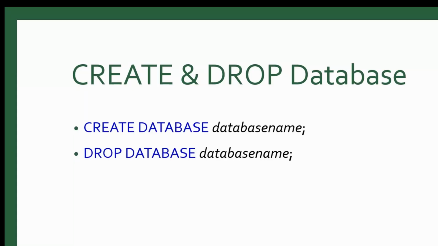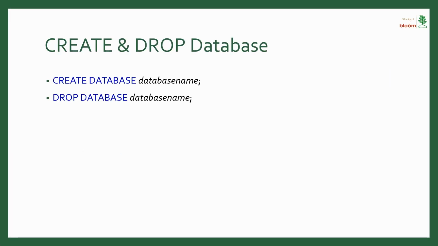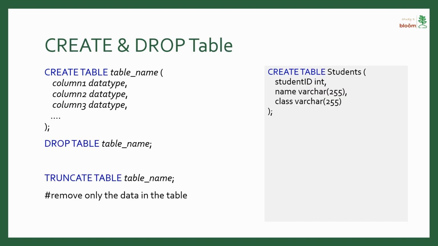Now let's recap what we learned today. First we learned how to create a database. We just use the keyword create database and type the database name. And when we want to delete the database, we just use drop database and the database name. Next we learned how to create and drop a table. When we create a table, we use create table, table name, and then we have to give the column name and its data type. When we are deleting the table, we just type drop table, table name. If we only want to delete the data inside the table, we use truncate table.